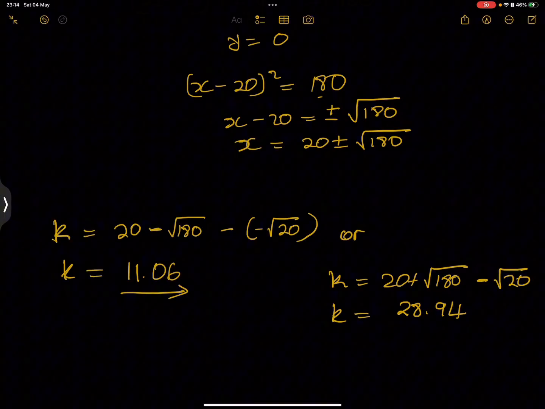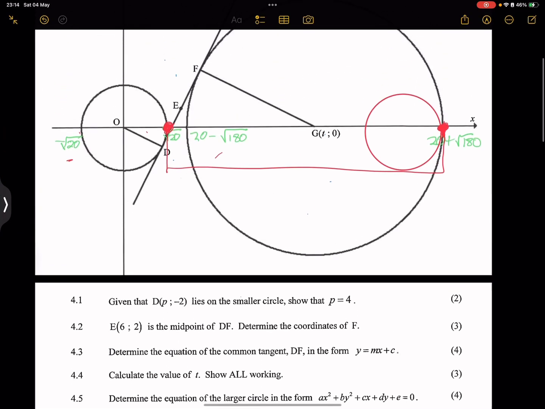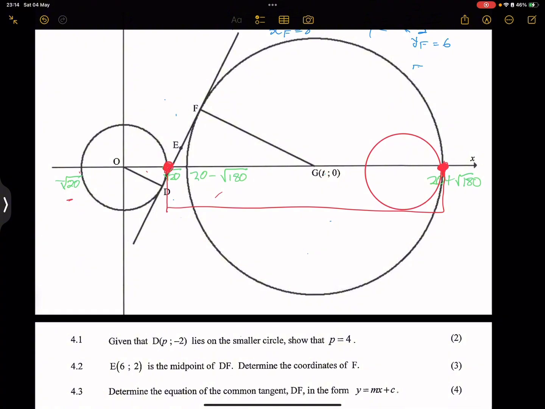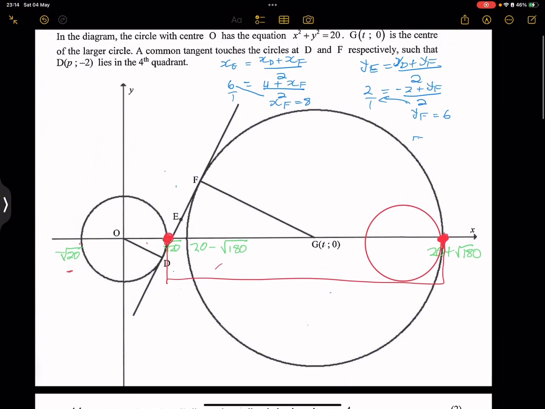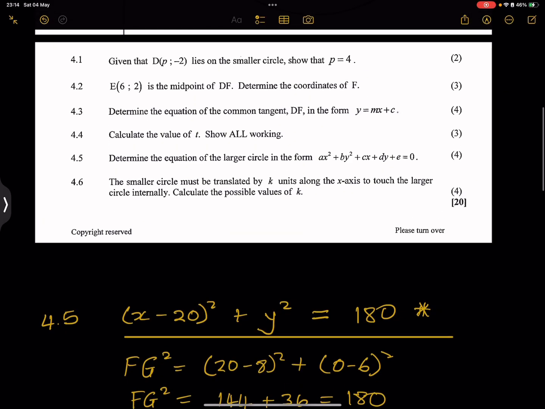28.94, and that is my other value for k. I hope that was understood, ladies and gents, especially in the context of me just showing you how to do that. All right, and essentially that is it in terms of this question. I hope that you were able to understand it.